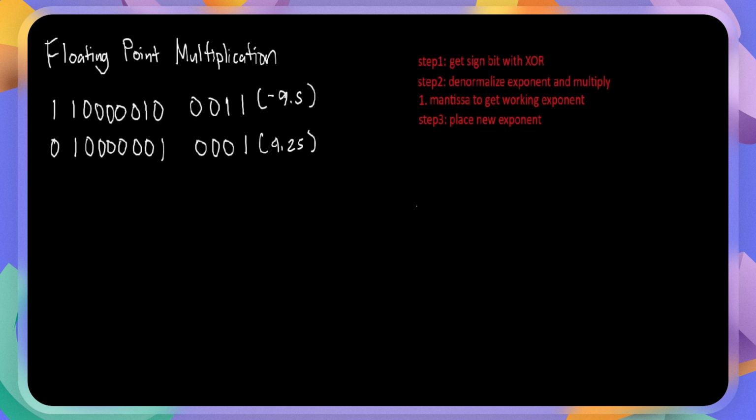Today I'm going to show you how to do multiplication in floating point notation. Here are the steps. First, you want to get the sign bit with the XOR gate. Next, you want to denormalize the exponent part and then multiply their mantissas in 1.m form to get the working exponent. After that, we place a new exponent and that should be it. I'll show you the steps clearer in a little bit.